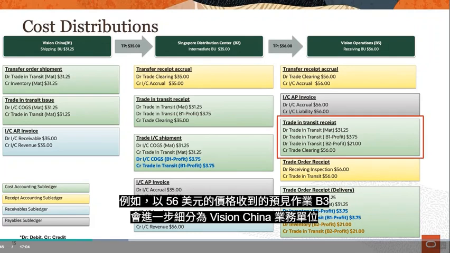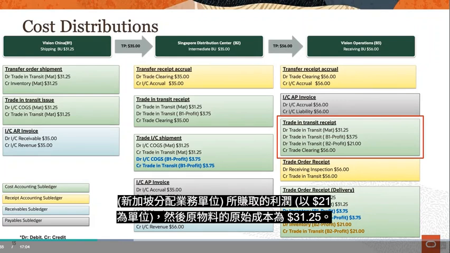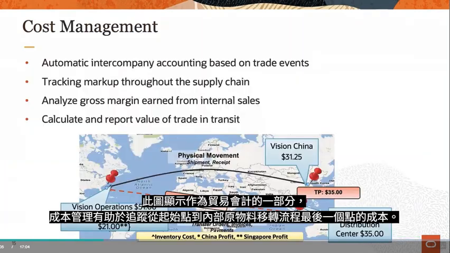This diagram shows how, as part of trade accounting, cost management facilitates costs from the origination point to the last point in the internal material transfer flow. In our example, Vision sources supplies from the manufacturing facility in China for electronic components. The goods are shipped directly from China to the warehouse in the US.